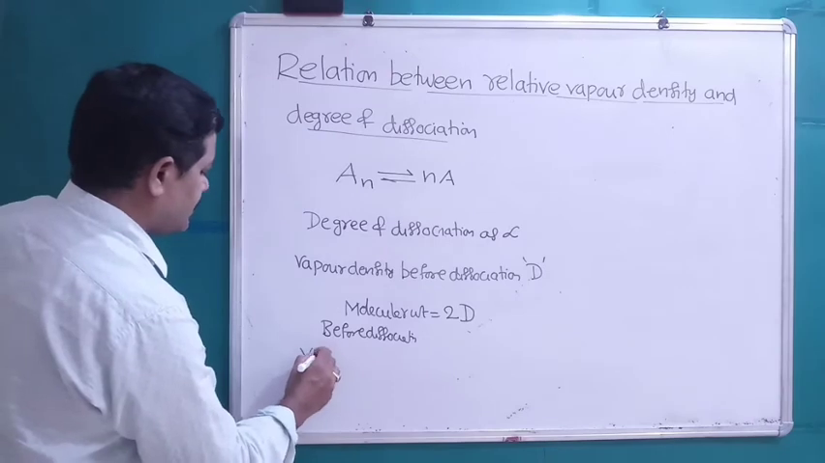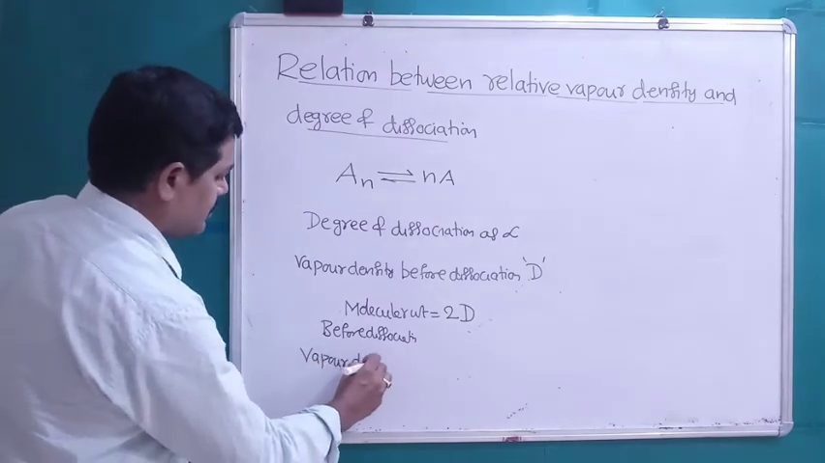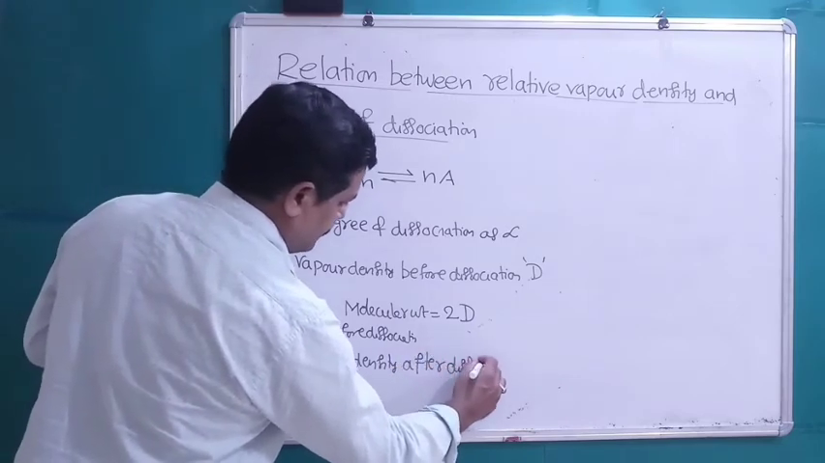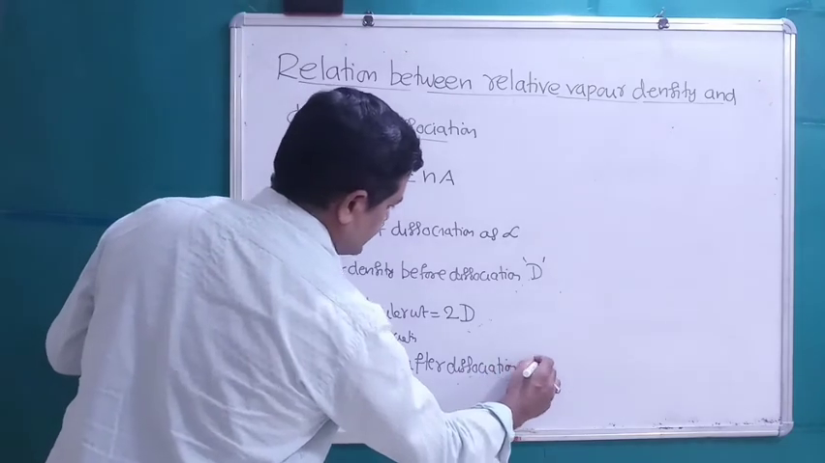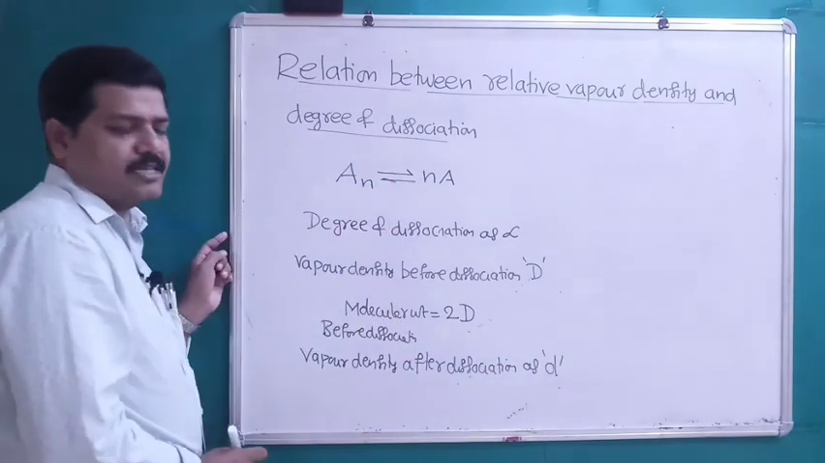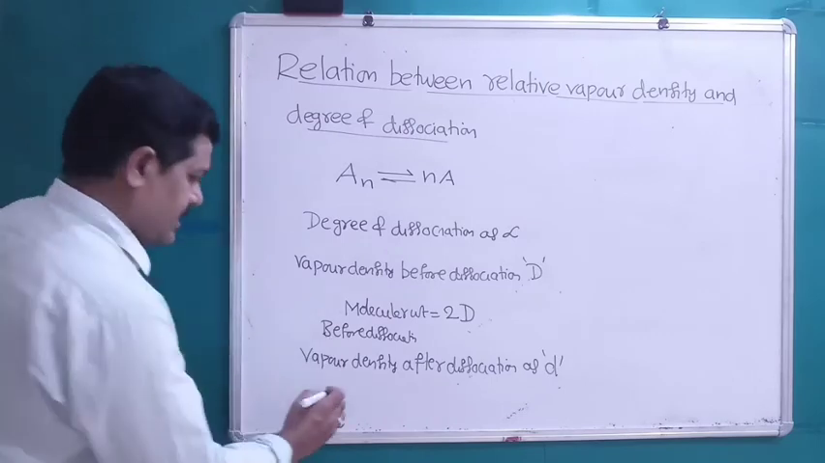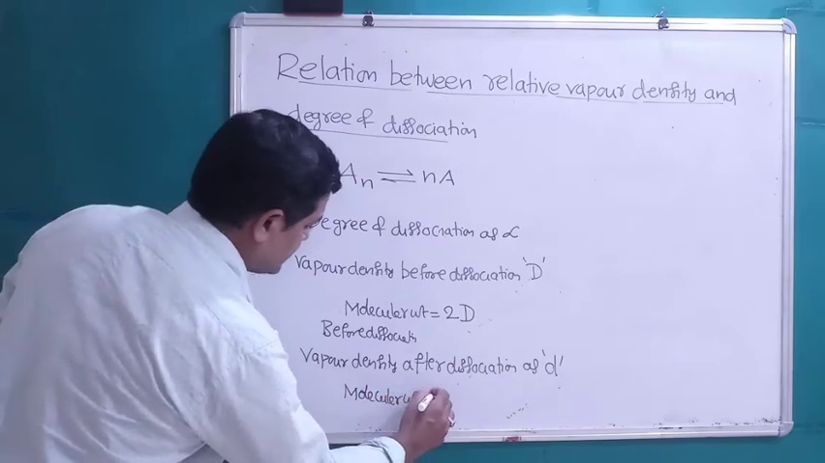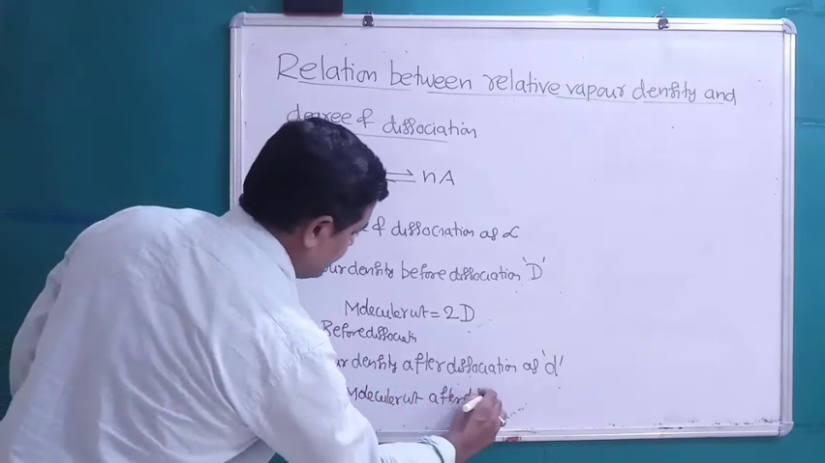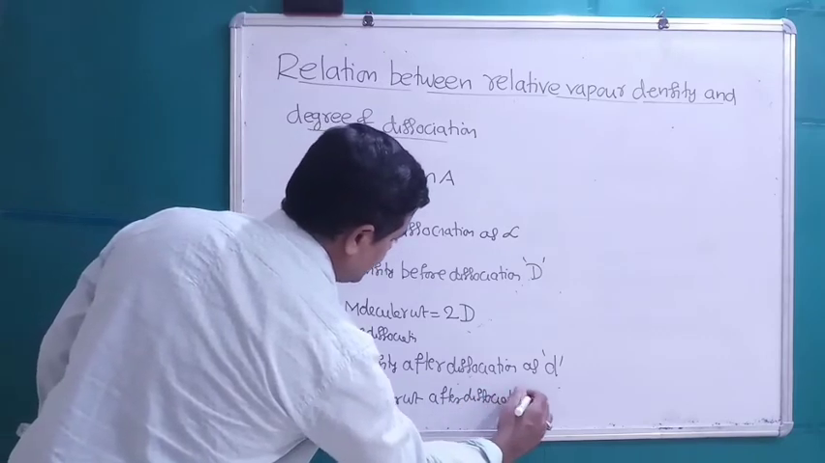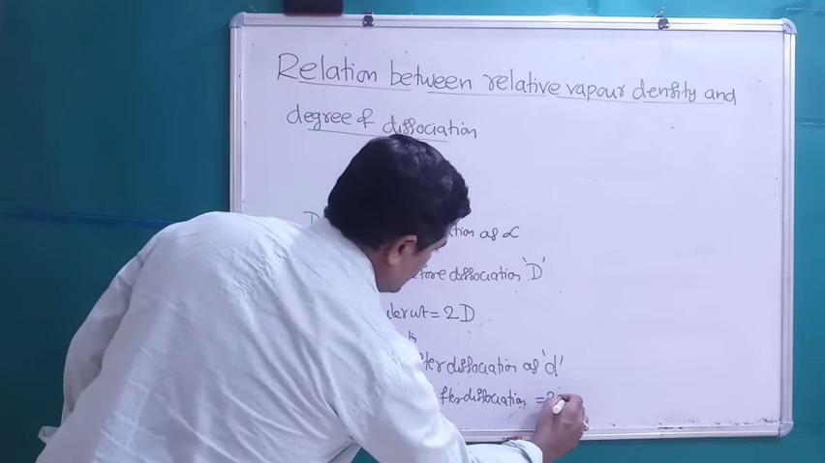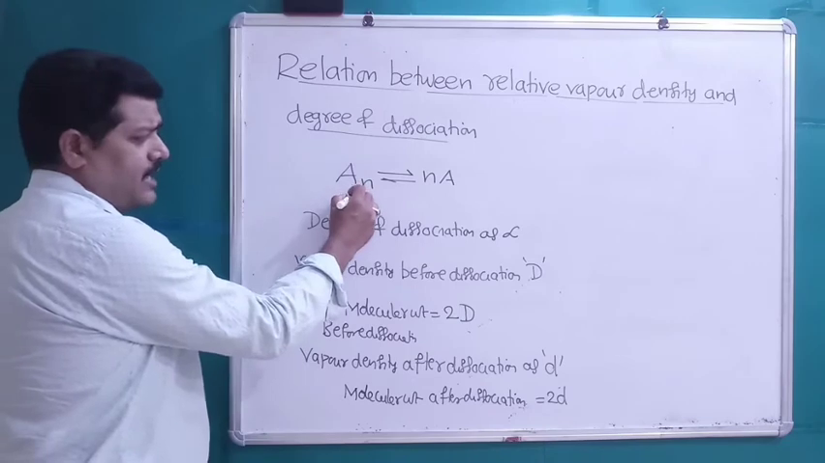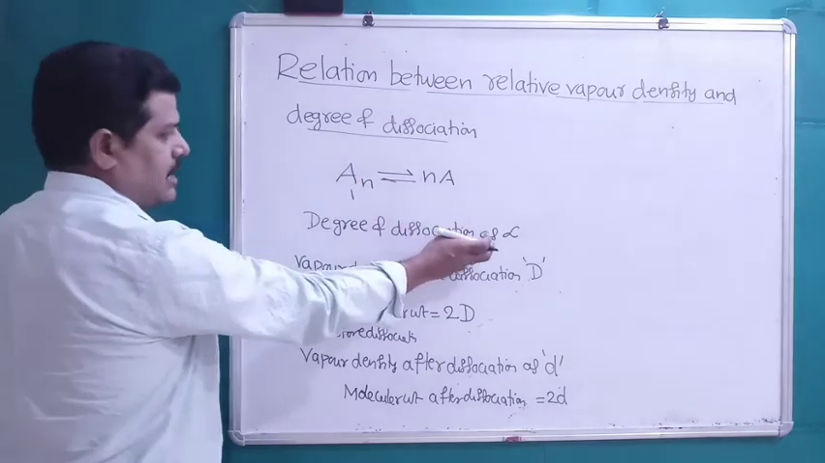So let us assume that vapor density after dissociation as small d. Okay, after dissociation, assume it as a small d. So then molecular weight after dissociation is 2 into small d. 2d we are getting.